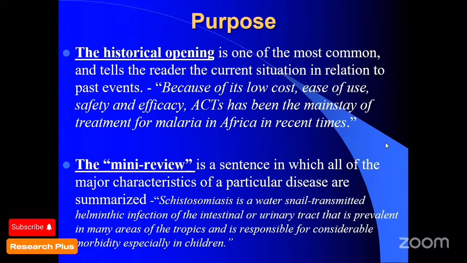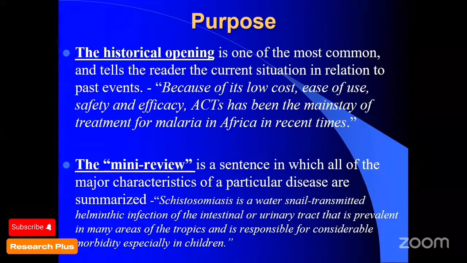Okay, so the historical opening is one of the most common and tells the reader the current situation in relation to past events. For example, if you are doing a study that has to do with the use of artemisinin-based combination therapy for the treatment of malaria, you can start the sentence by saying, because of its low cost, ease of use, safety, and efficacy, ACTs have been the mainstay of treatment for malaria in Africa in recent times. Everything you said here is a fact, and it doesn't really change much, because this is the historical thing that, on the average, everybody who is working on research involving malaria therapy will know, especially in the context of Africa and many countries in general.